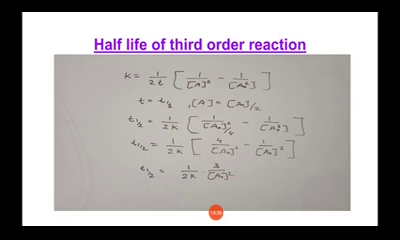So the equation of half-life, that is T1/2, is equal to 3 upon 2K A0 square. That is our final equation. So students, you have to write this theory up to this much. Also you have to write some theory, that is, what is a third order reaction, what is rate constant, what is half-life, that you should mention.